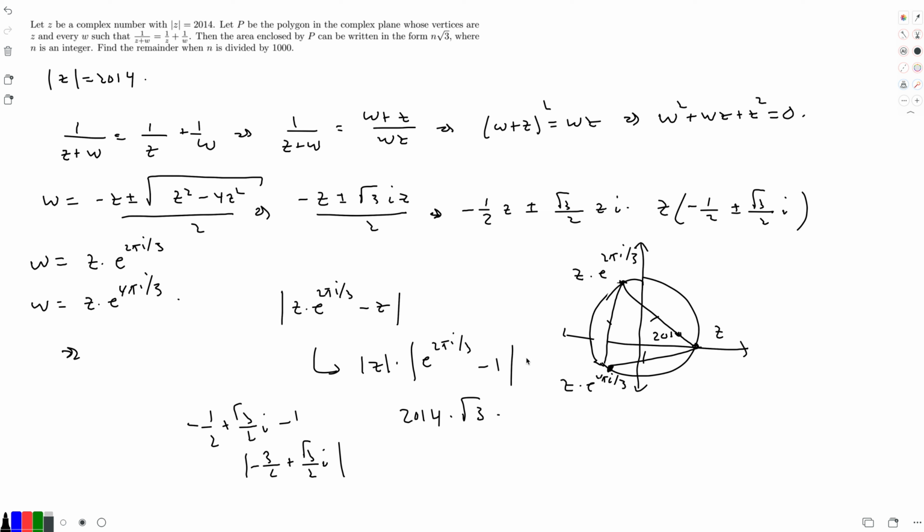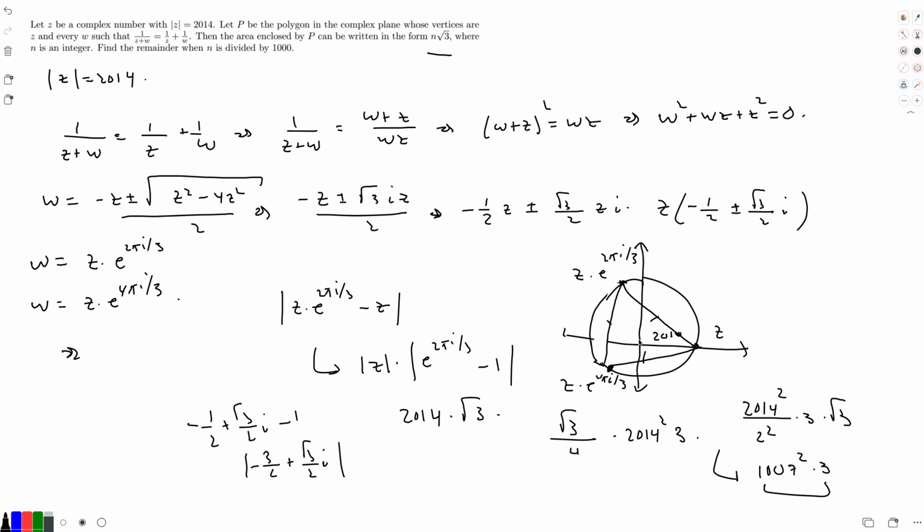And using the formula for the area of an equilateral triangle, we have root 3 over 4 times 2014 squared times 3. Okay, so it can be written as n root 3. So what can we do now? Let's just write this as 2014 squared over 2 squared times 3 times root 3. The reason I wrote this as 2 squared is that now we can combine this as 1007 squared times 3. This is our n, right?